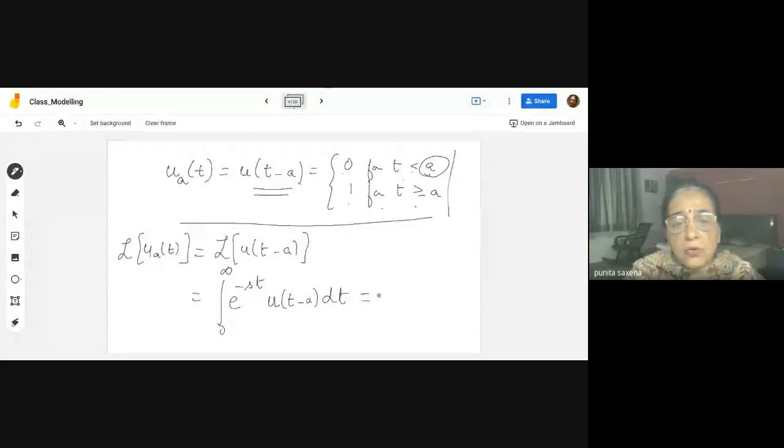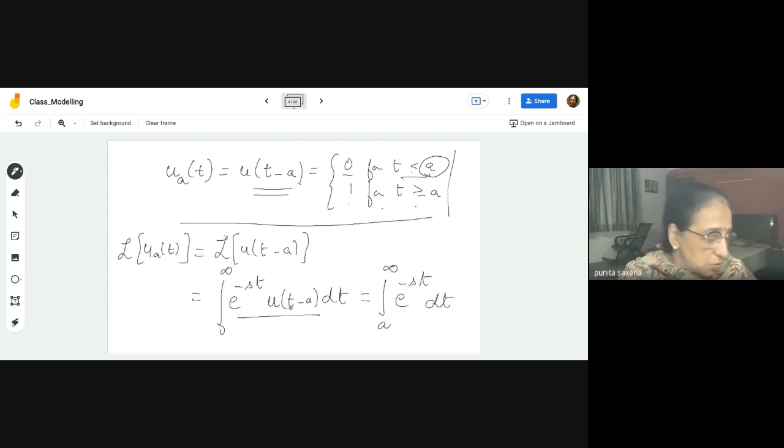Now, u(t minus a) is 0 for t less than a. So that means this term will be 0 for values of t that are less than a, and it is going to be 1 for t more than or equal to a. So this integral is going to be the integral from a to infinity of e to the power minus st dt, because it is going to be 1. Now, can you not evaluate this integral? What will be the value of this integral?